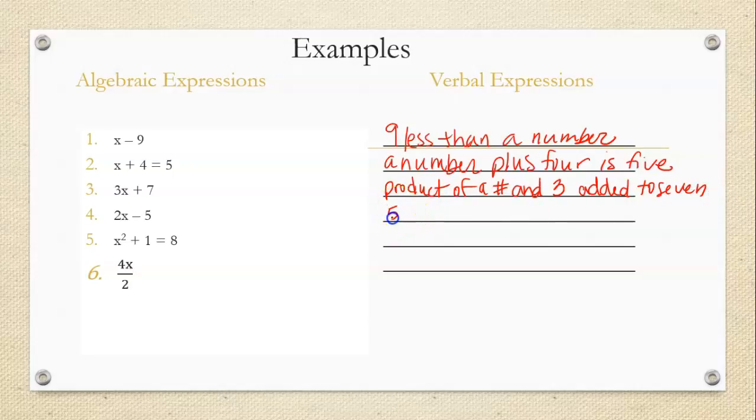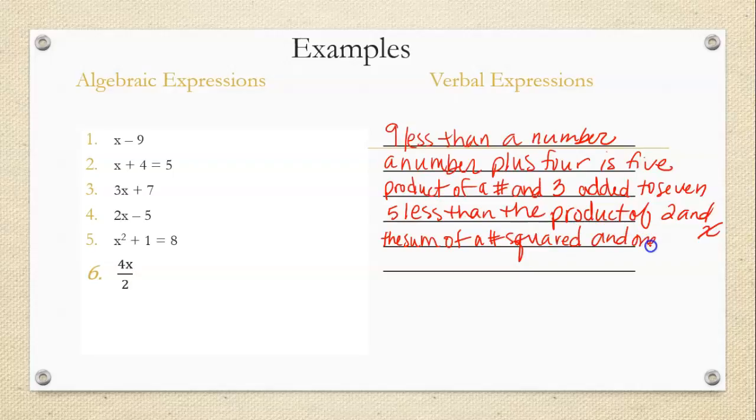Let's try this. 5 less than the product of 2 and x. You could say the product of 2 and some number. I should have written out 3 and 2 and 5. Sorry about that. Number 5, a number squared. So let's do the sum of a number squared and 1 is 8. This is kind of fun. There's multiple ways you could write this.